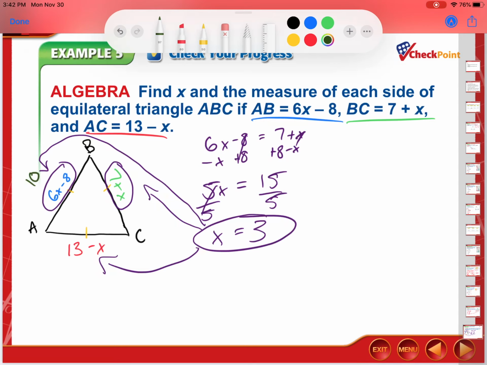So x being 3, 6 times 3 is 18 minus 8, which would make side AB 10. 7 plus x, x being 3, so that would make side BC 10. And then 13 minus x, which x is 3, so 13 minus 3 would be 10. So this checks out. X equals 3. All my sides equal 10. I'm just going to say units for good measure. And that would be that.